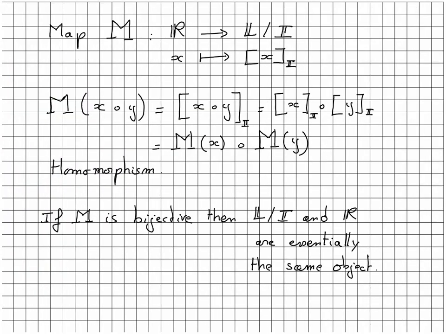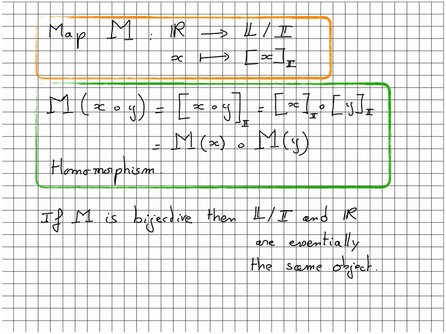Let us now define the map M from the set of real numbers to the quotient set. We can easily verify that M is a homomorphism. So now, if we can show that M is bijective, then we have proven that L over I and R are essentially the same object.